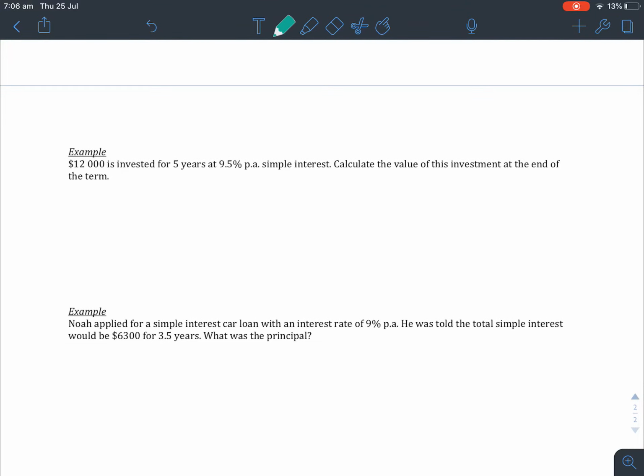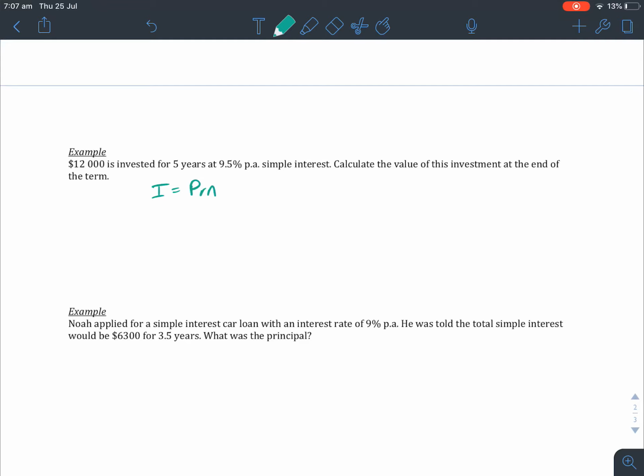All right, let's do some more practice. $12,000 is invested, is put into the bank for 5 years at 9.5% per annum. That means per year, and they're telling us it's simple interest. So we know straight away to use the formula I equals PRN. And the actual question says calculate the value of this investment at the end of the term. So we want to keep that in mind. They're not just asking for the interest, they're asking for the value of the investment at the end of the term, what you want back from the bank.